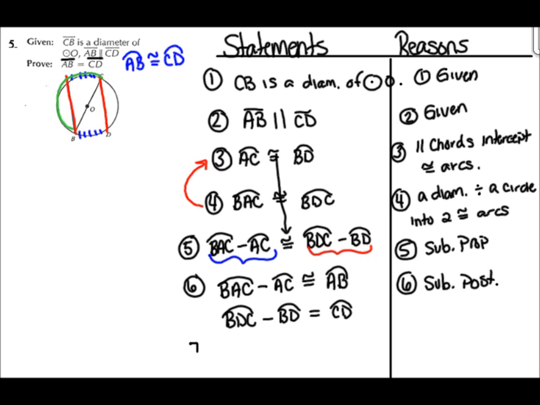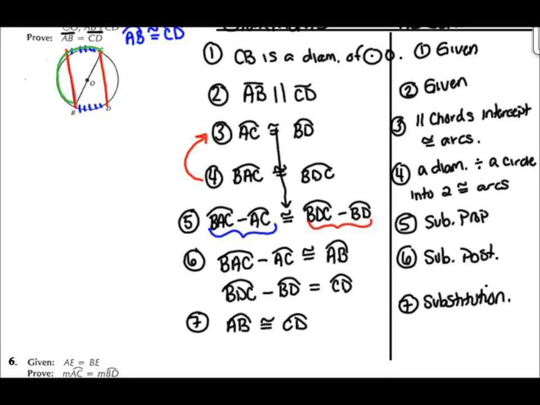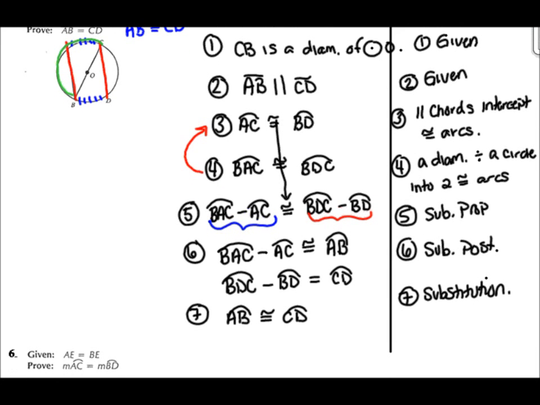And remember, to end these ones, you have to use substitution. So now I can say arc AB is congruent to arc CD by substitution. But again, my proof statement was not about the arcs. It was about the chords. So I need to do one more step. And that step is going to say that chord AB is now congruent to chord CD.